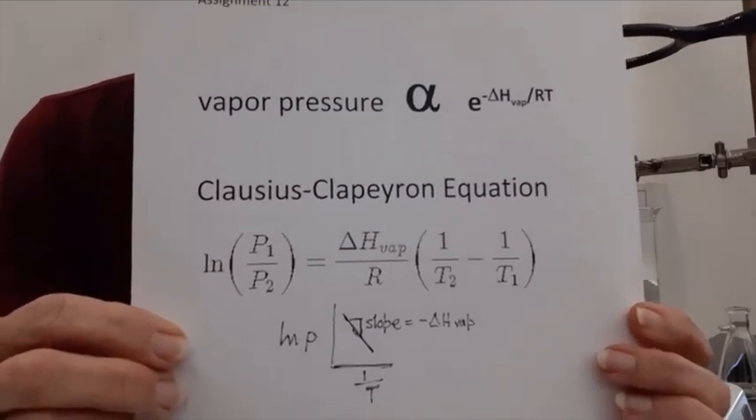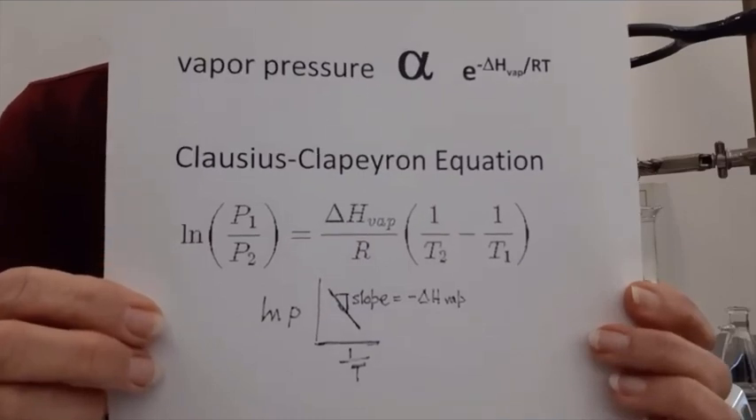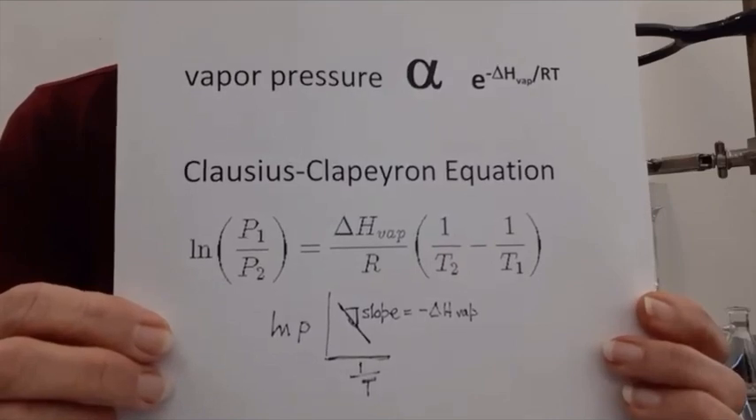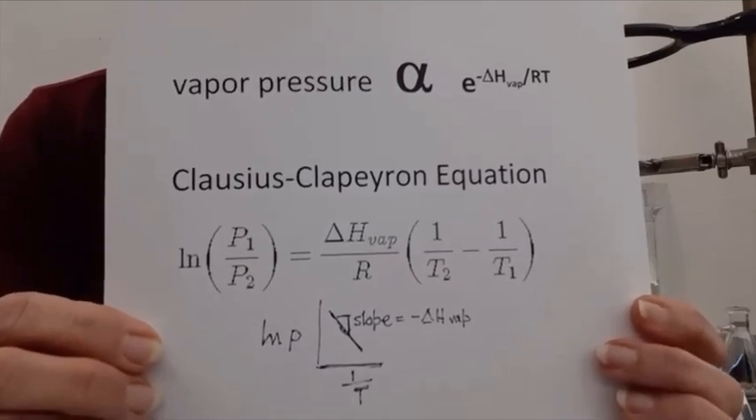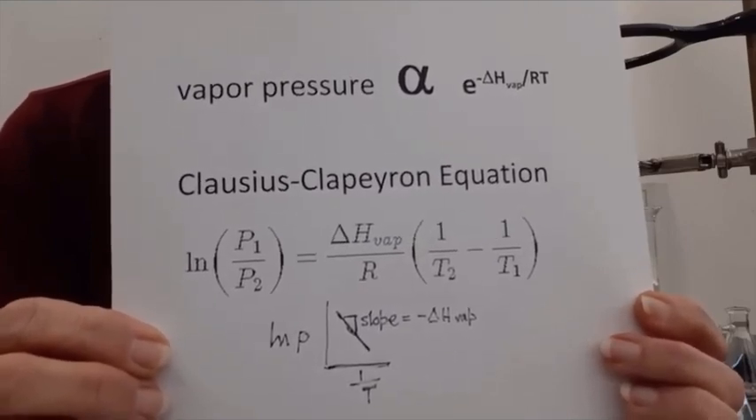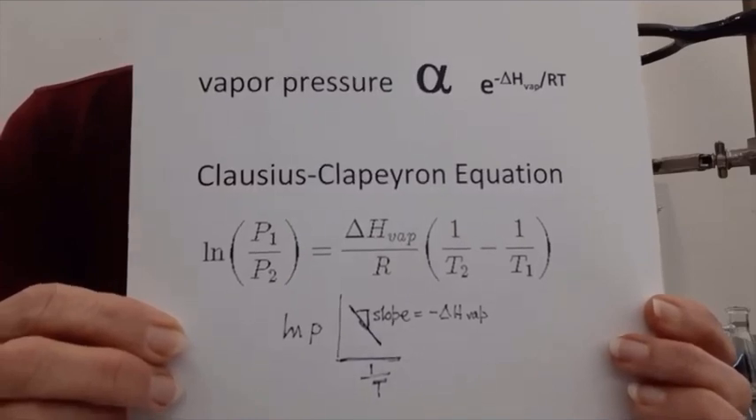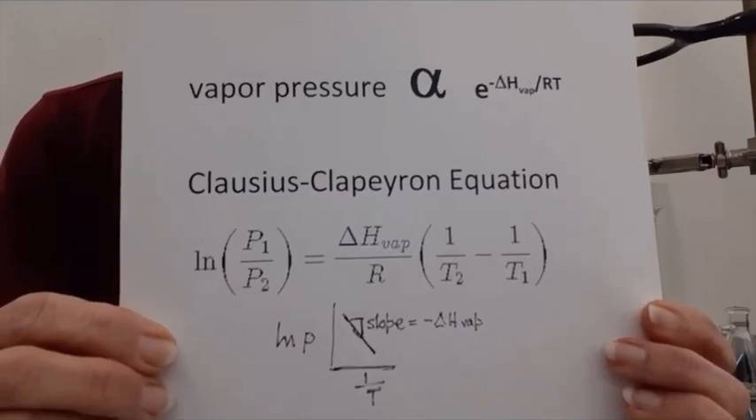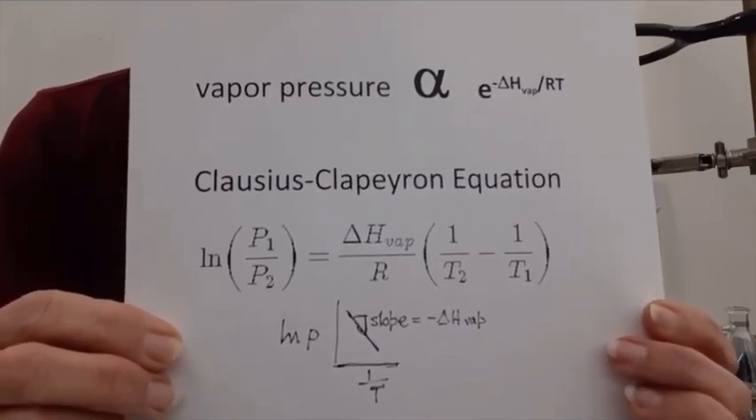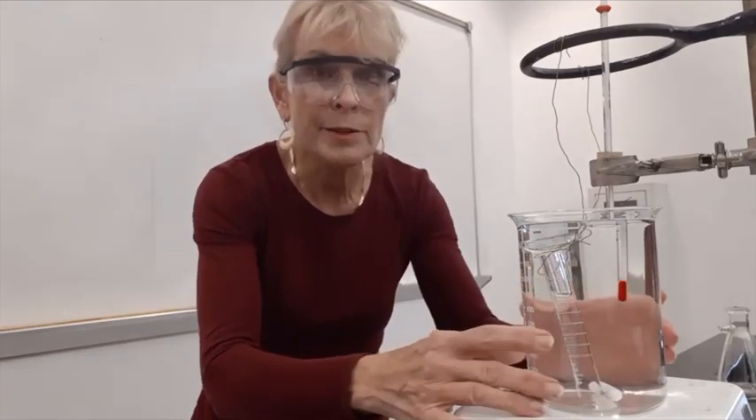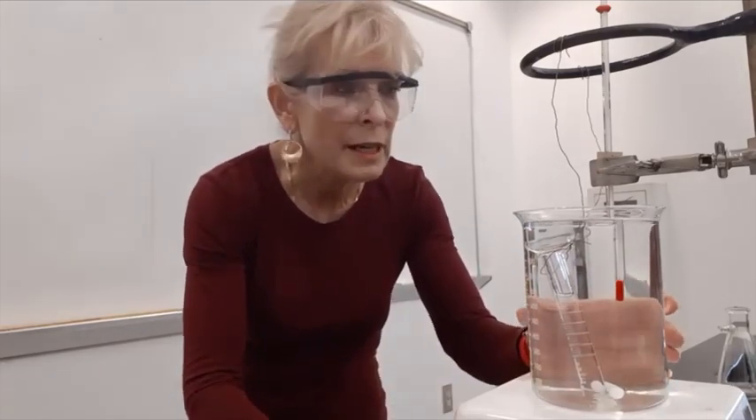If you look at the Clausius-Clapeyron equation very carefully, you realize that if I plotted vapor pressure versus 1 over absolute temperature, I'd get a straight line. And the slope of that would be minus delta H of vaporization. So in this experiment, you figure out vapor pressures for water at various temperatures, and then make a straight line plot. The experimental setup is fairly simple.